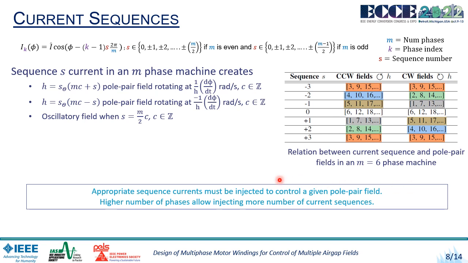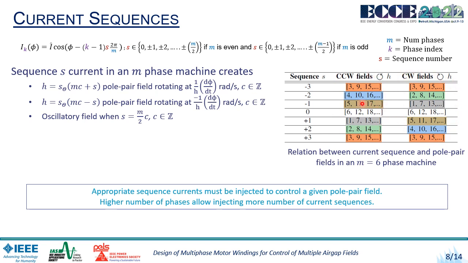The expression for the sequence S current in phase K of an M-phase machine, which was introduced in the previous slide, is rewritten here. Using this expression, an analysis has been presented in our paper which shows that sequence S current in an M-phase machine can create different pole pair fields that rotate in the counterclockwise direction and in the clockwise direction, and also create oscillatory fields when currents of sequence S, which is an integer multiple of M/2, or half the number of phases, are injected in a machine. As an example, the relation between the different sequence currents and pole pair fields for an M equals 6 phase machine is shown here.